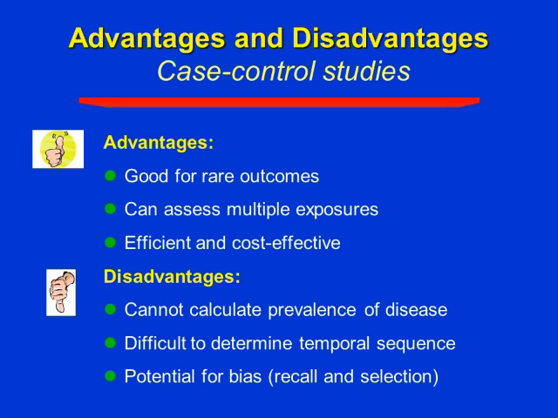Recall bias, people often don't remember things that happened in the distant past very well. And of course, selection bias. If you don't get a representative sample of cases and a representative sample of controls, you're going to have biased results.